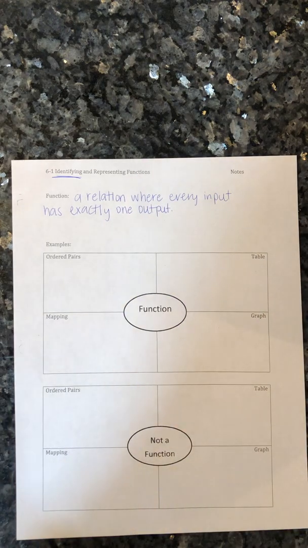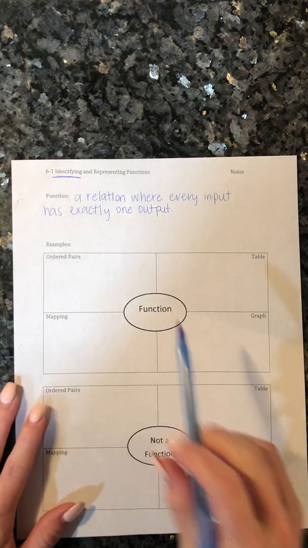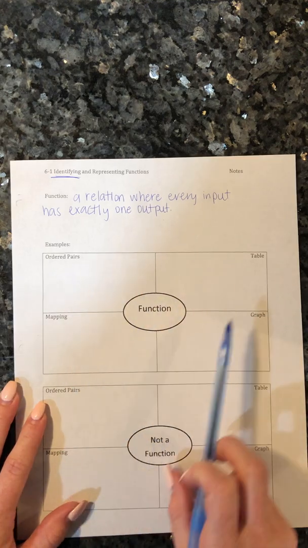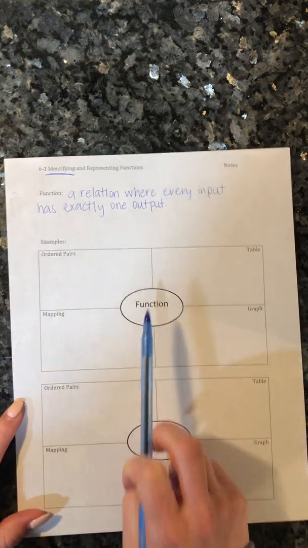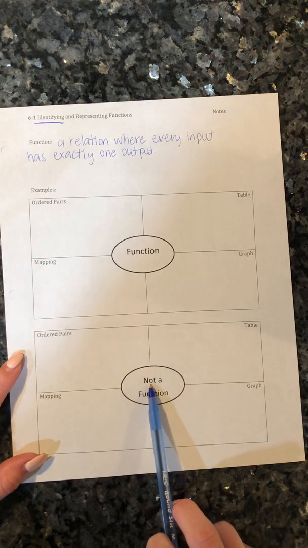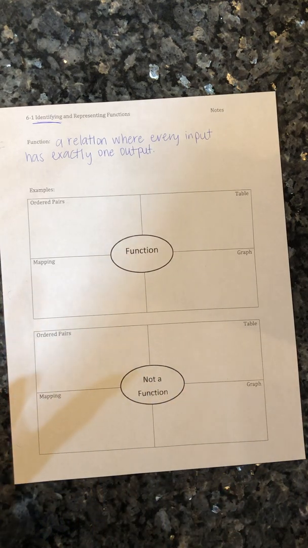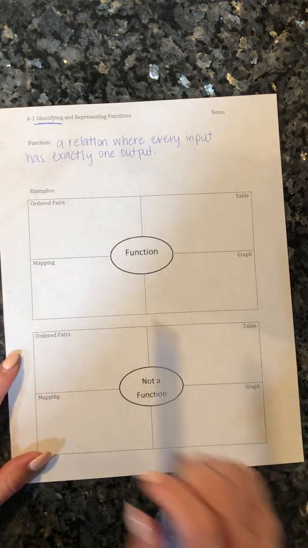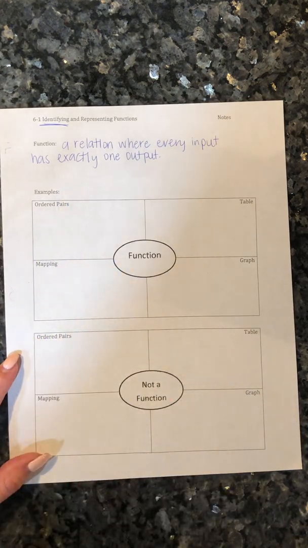So basically what I'm going to do today is teach you how to identify a function. At the top, these are going to be examples of functions, and at the bottom, these are going to be examples of what a function does not look like. And so there's 4 types of things that you'll be able to look at. The first is called an ordered pair.